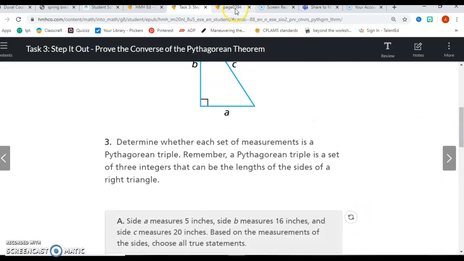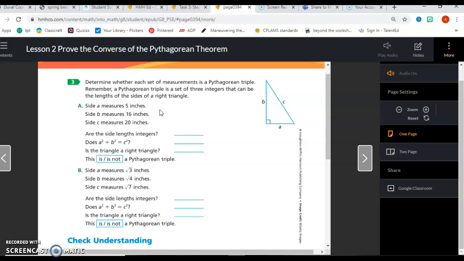Okay. So they're bringing back the Pythagorean triple. When you are given the measurements, are they whole numbers? Are the side lengths integers? Does the Pythagorean theorem a squared plus b squared equals c squared make a true statement? If it makes a true statement, then is it a right triangle? When you have yeses to all three of those answers, then you can say that you have a Pythagorean triple. You have that grand slam of the right triangle. If any one of the answers is a no, then it is not a Pythagorean triple.